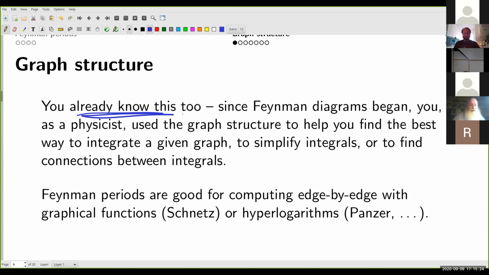Since Feynman diagrams began, you use the graph structure to try to help you find the best way to integrate a given graph or find connections between integrals. We've already seen examples of that, and you know other examples. The Feynman periods in particular are good for computing edge by edge, and there are techniques for doing that. You can use the graphical functions of Ulrich-Schnitt. You can use hyperlogarithms, which is closely related to many of the techniques we've heard about here.